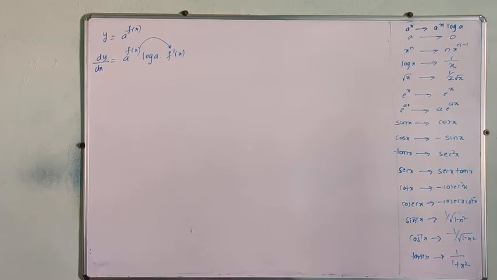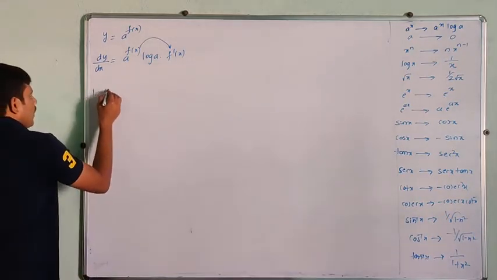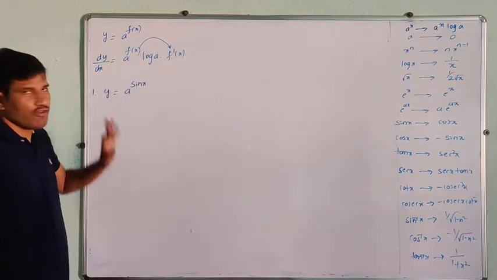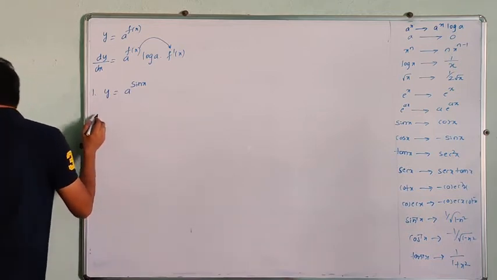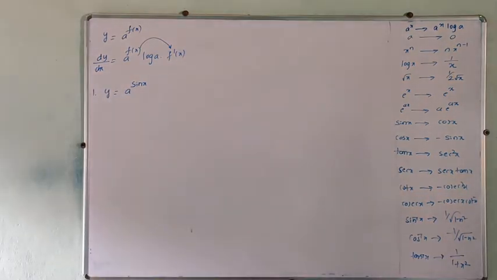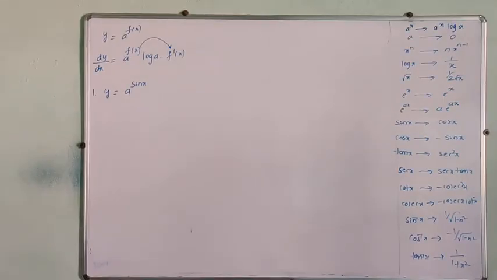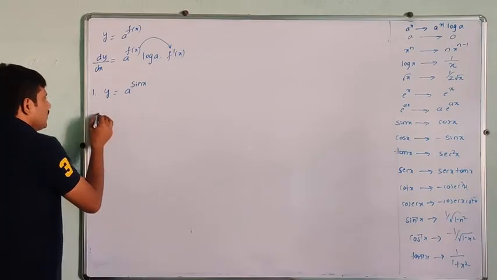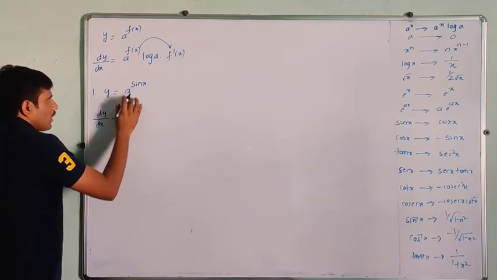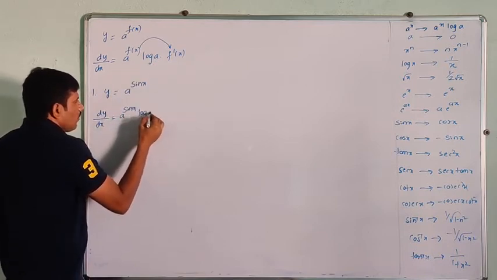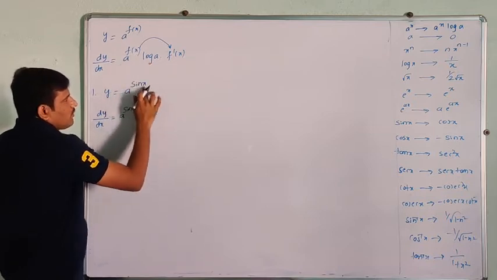How to differentiate such functions? First one, y is equal to a raised to sin x. What is f of x here? Now f of x is sin x. Now dy by dx. See, this is in the form of a raised to f of x. Dy by dx is equal to a raised to f of x into log a into f dash of x. That is a raised to sin x into log a into f dash of x. What is the derivative of sin x?